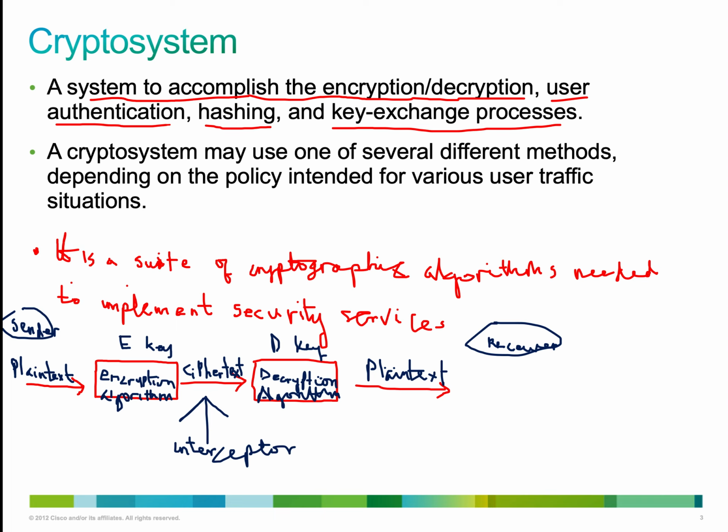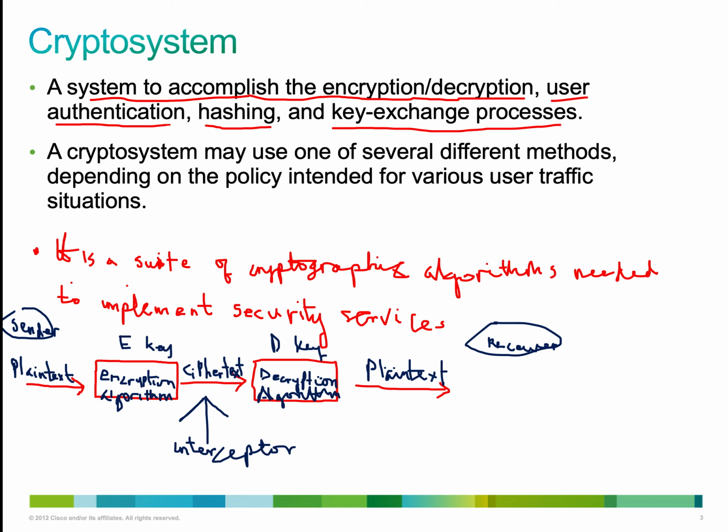A system is said to be cryptographic if it's able to carry out an encryption algorithm and a decryption algorithm, and is able to do what we call user authentication, maybe using a preset key. We're going to talk about this. It's able to do the hashing functions, the hash values, and the key exchange processes. So this type of system is regarded as a crypto system.